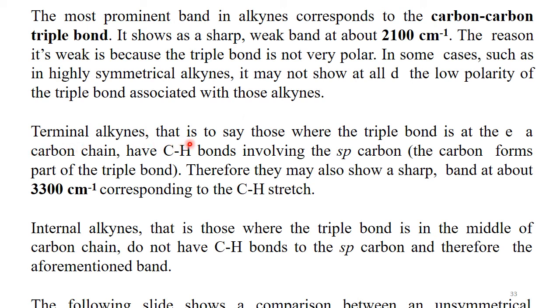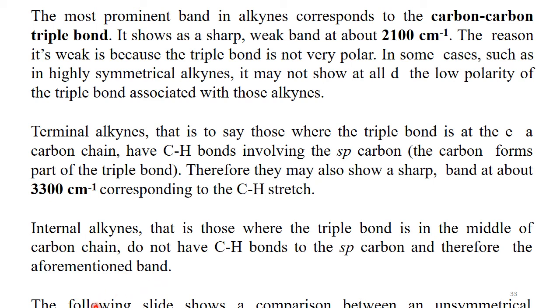Terminal alkynes, that is to say those where the triple bond is at the end of a carbon chain, have C-H bonds involving the sp carbon. Therefore, they may also show a sharp band at about 3300 cm⁻¹, corresponding to the C-H stretch. Internal alkynes, that is those where the triple bond is in the middle of the carbon chain, do not have C-H bonds to the sp carbon and therefore do not show the aforementioned band.